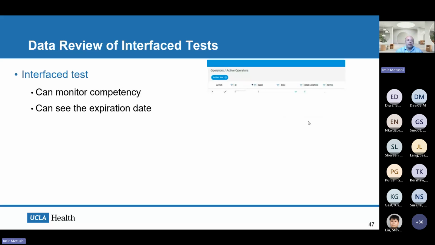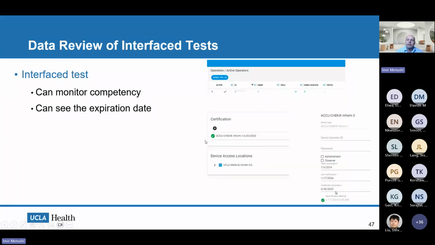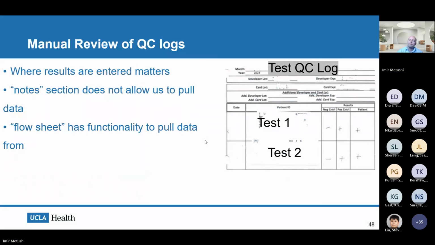And we can monitor the program in terms of competency. We can see active operators for a particular test, and we can see what licensure they have. In this particular case, they can run this particular instrument. We can see when the certification expires and when they need to do the next training. And we can also be proactive, assign training online, and make sure there are no gaps in between, so that things are not run when they're not supposed to be run. That's why the QC operator lockout is important.